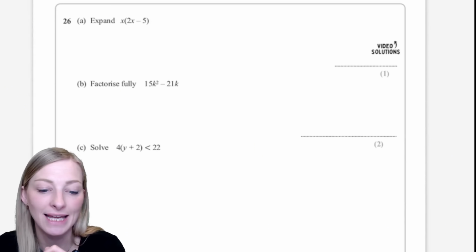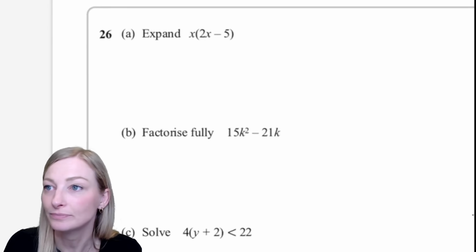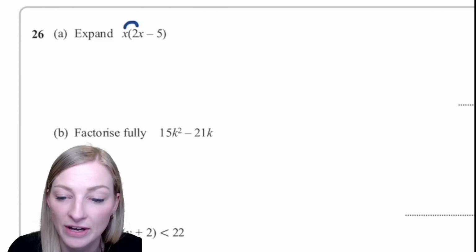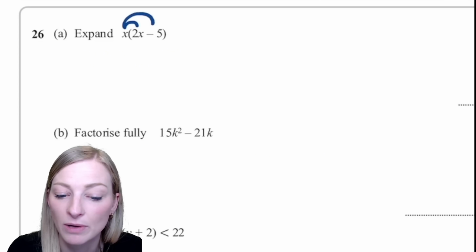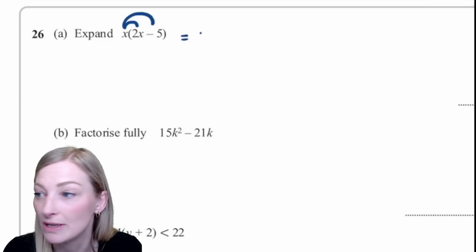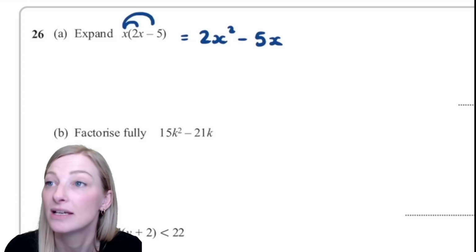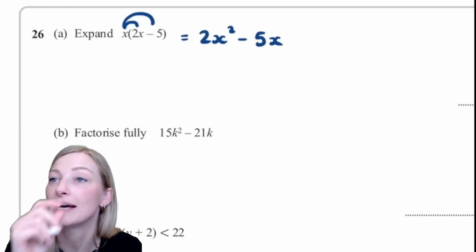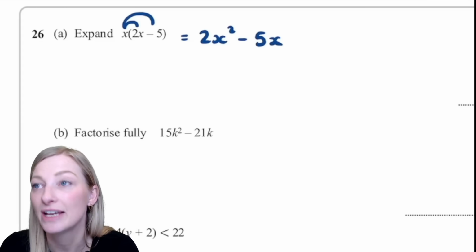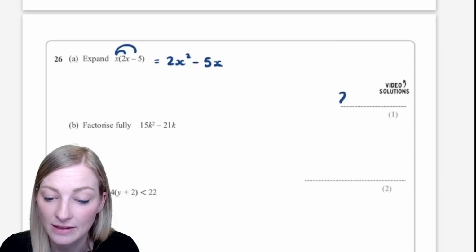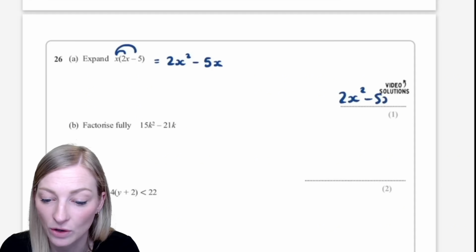Question number 26. Expand the bracket. So to expand a bracket, we're doing what's on the outside multiplied by the first thing and what's on the outside multiplied by the second thing. So this is going to be 2x squared minus 5x. X times 2x is 2x squared. X times minus 5 is minus 5x. They are not like terms. You cannot do anything with that. That is your answer, 2x squared minus 5x.